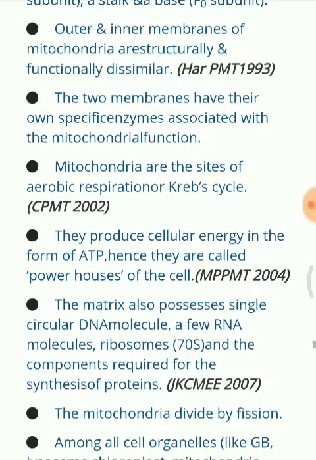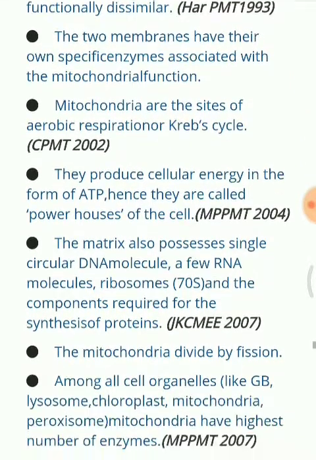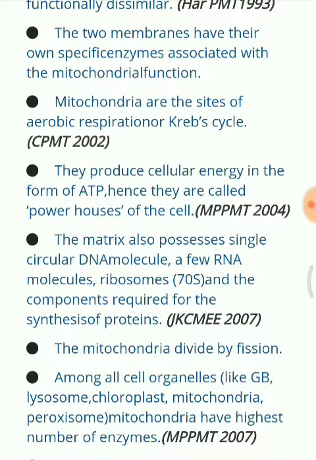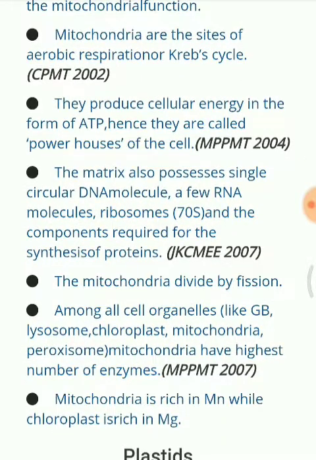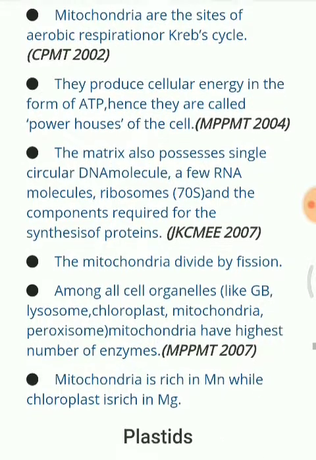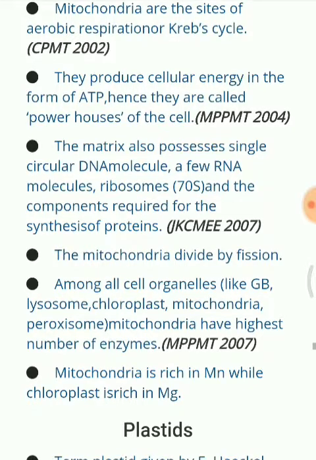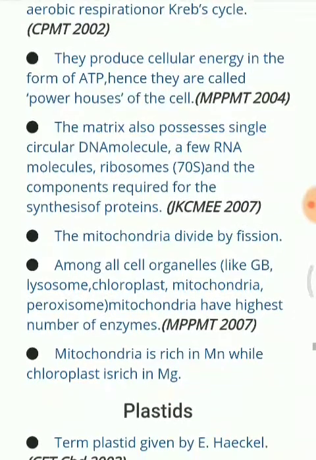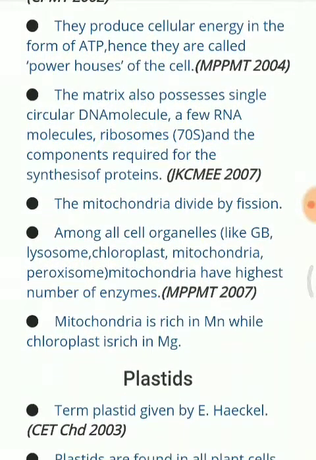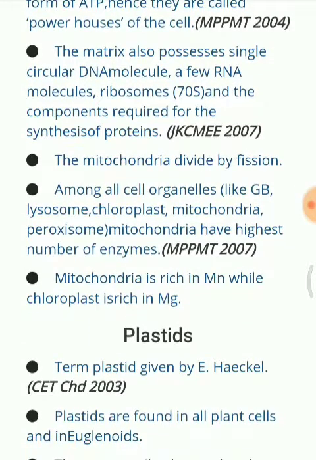Mitochondria are the sites of aerobic respiration or Krebs cycle. They produce cellular energy in the form of ATP, hence are known as powerhouses of the cell. The matrix also possesses single circular DNA molecules, a few RNA molecules, 70S ribosomes, and the components required for the synthesis of protein. The mitochondria divide by fission. Among all cell organelles like GB, lysosome, chloroplast, mitochondria, and peroxisomes, mitochondria have the highest number of enzymes. Mitochondria is rich in Mn, while chloroplast is rich in Mg.